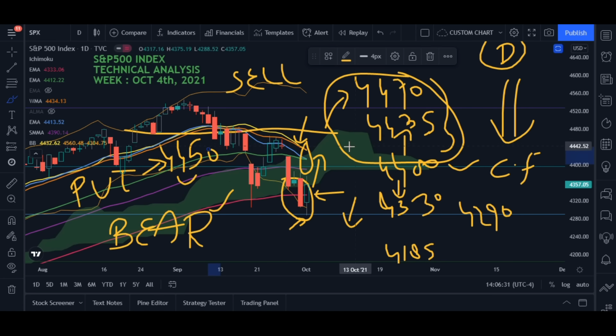Okay guys, so this was my technical analysis for the S&P 500 index for the week commencing from October 4th 2021.